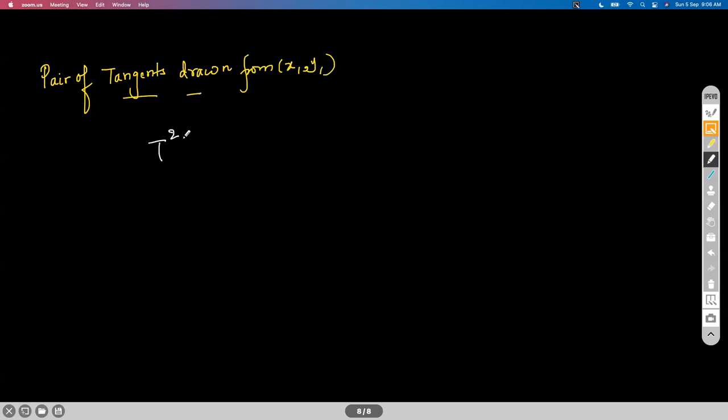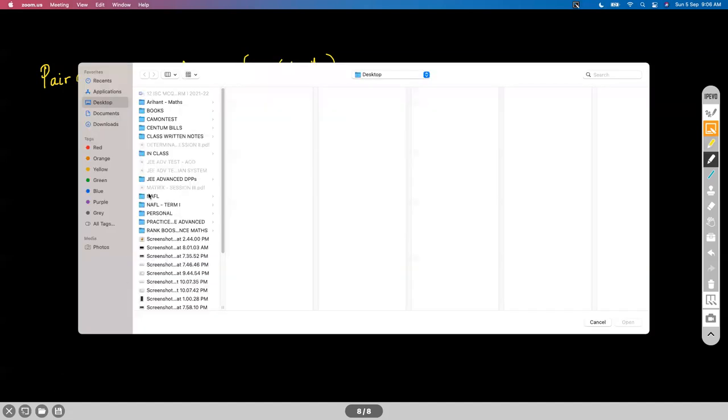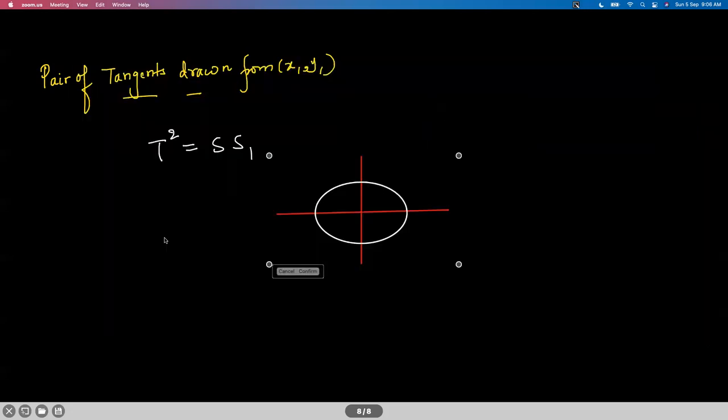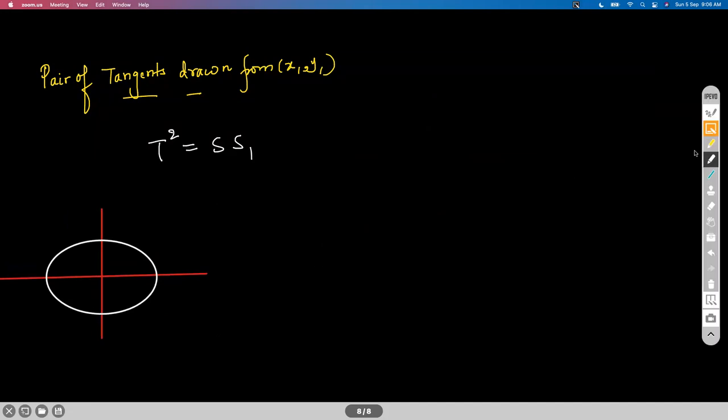Next concept that we are going to talk about is very similar to what we have already done in circles. In circles, we had done the concept of pair of tangents drawn from x1, y1. If you remember, the concept was T squared is equal to SS1. So this used to give you the pair of tangents drawn from an external point x1, y1 onto the ellipse. So let me just pull in a diagram quickly over here. Let's say from this external point x1, y1, you're drawing two tangents. This pair of tangents equation is given by T squared is equal to SS1.